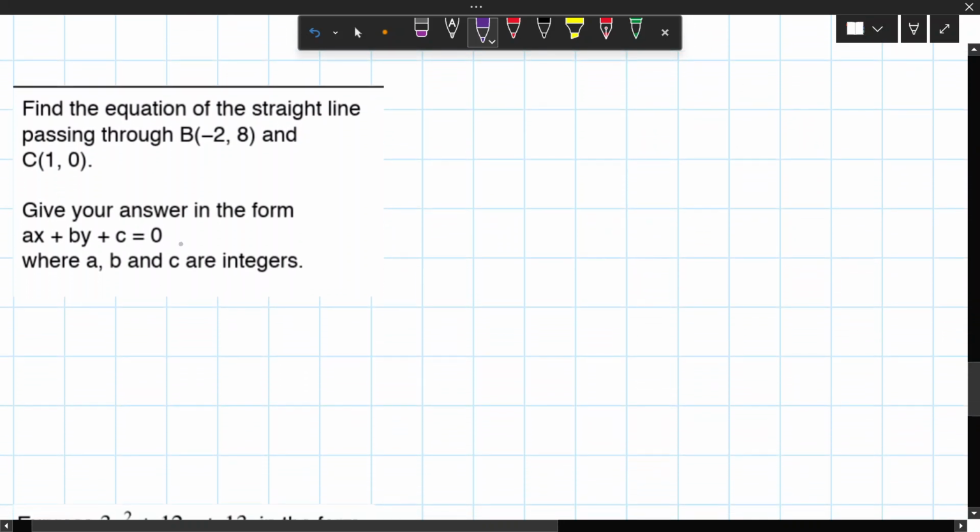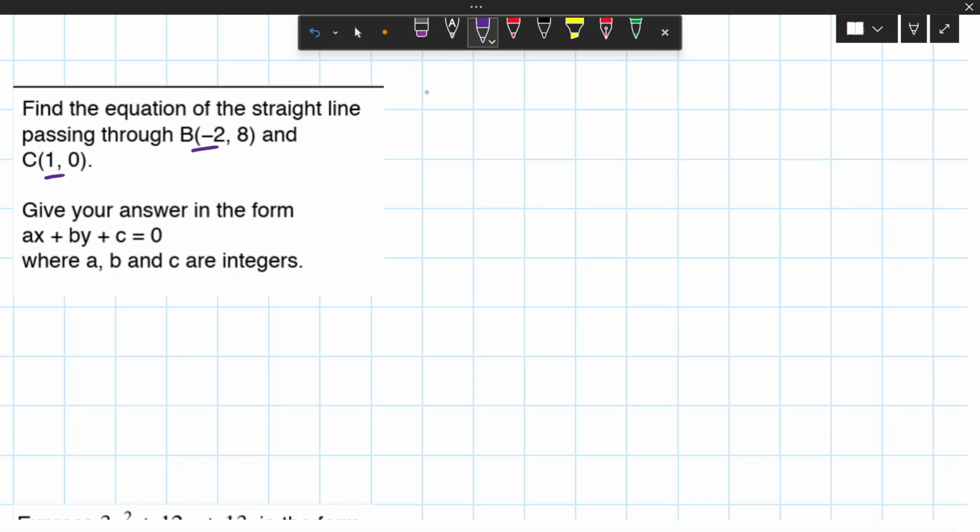Second question, find the equation of a straight line which is passing through two given points, and then you need to give your answer in the form of ax plus by plus c. So whenever you want to find the equation of a line, remember we need two ingredients to make the equation of a line. One, we need the gradient. Two, we need a point.